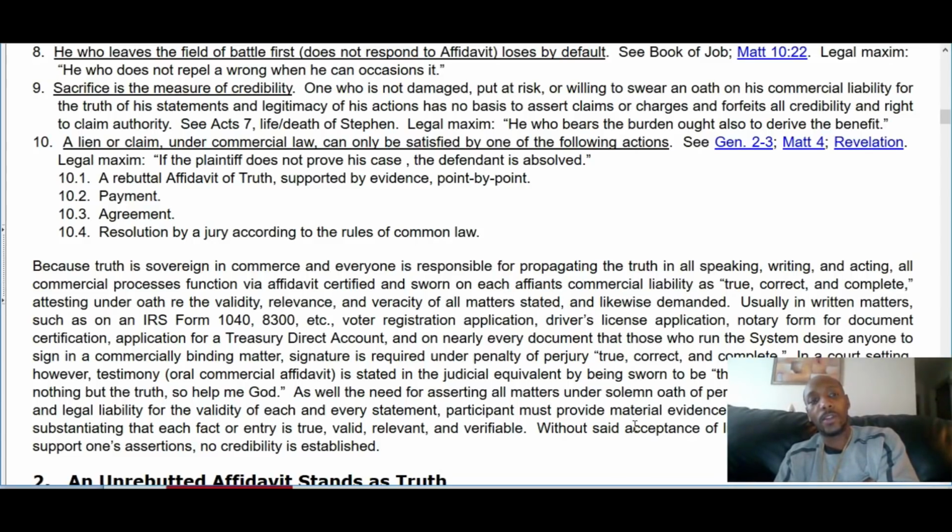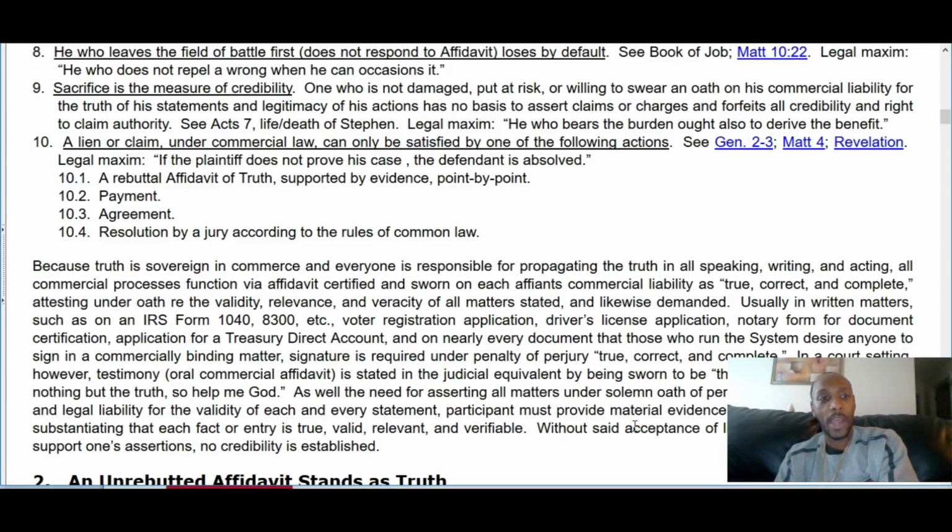Attested under oath as to the validity, relevance, and veracity of all matters stated and likewise demanded, usually in writing, on such documents as the IRS Form 1040, 8300, and so on, voter registration application, driver's license application, notary form for document certification, application for a Treasury Direct account, and nearly every document that those who run the system desire anyone to sign in a commercially binding manner. Signing is required under penalty of perjury, true, correct, and complete.